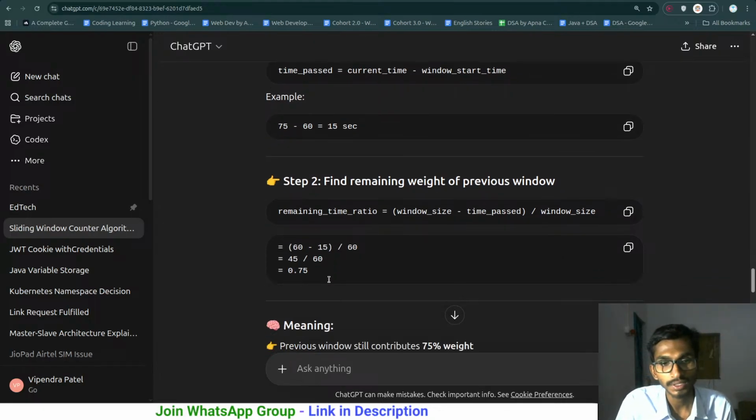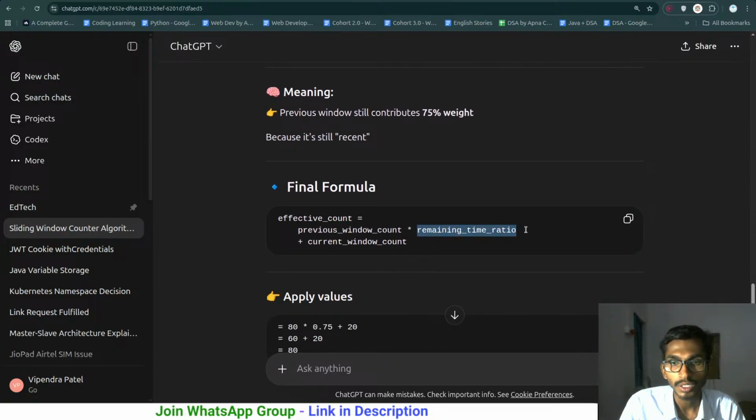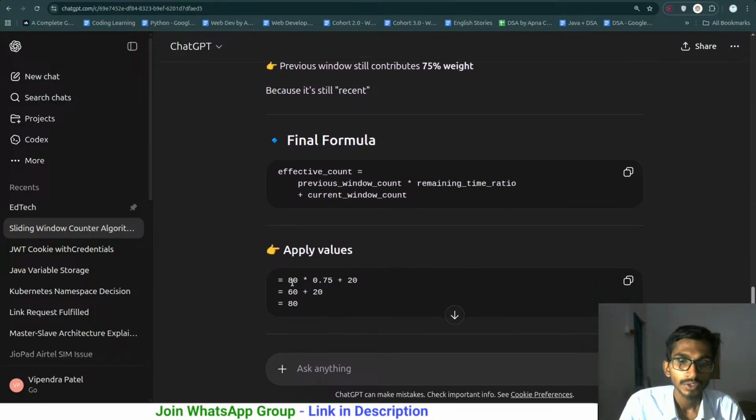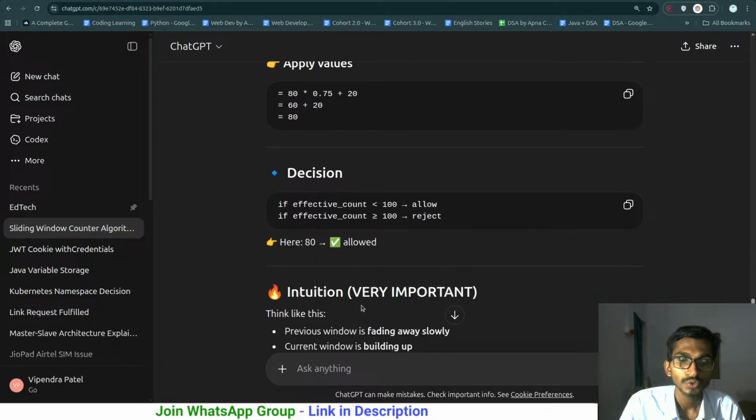Once we get that percentage, suppose the previous window is still covering 75%, we are simply multiplying it by 75%. So 80 times 0.75 plus 20, that's going to be around 80. And the decision: if the effective count that we got is less than 100, allow it. As this is 80, hence the requests are going to be allowed. And if the effective count is greater than or equal to 100, they are going to be rejected. So 80, allowed.